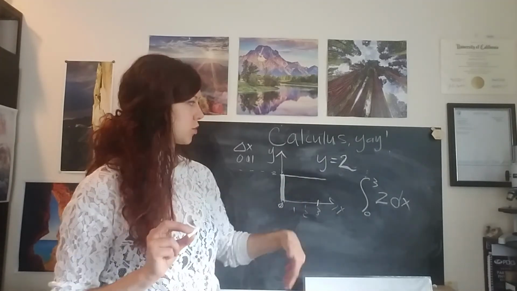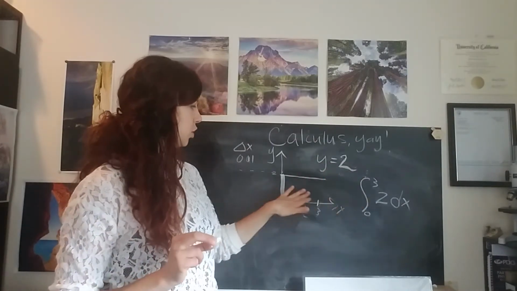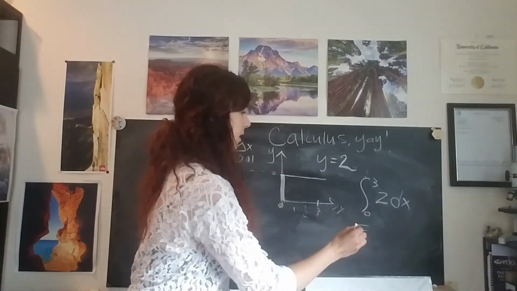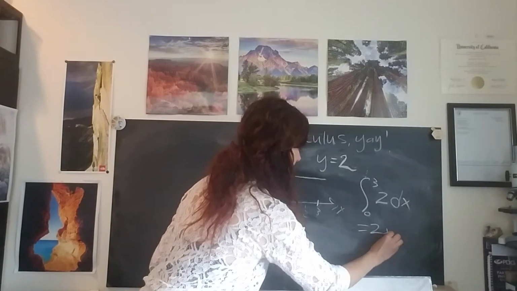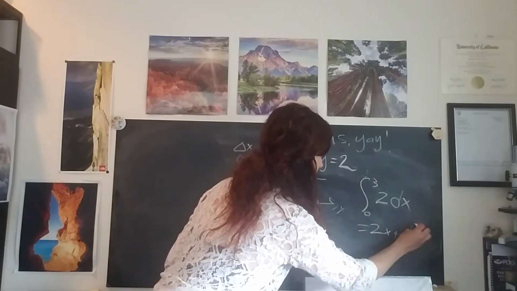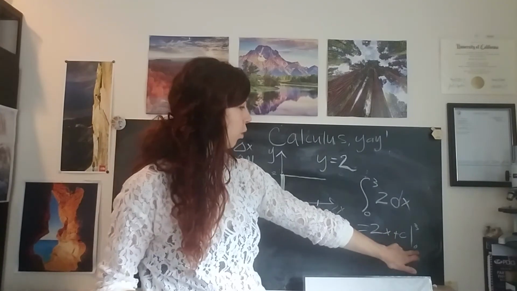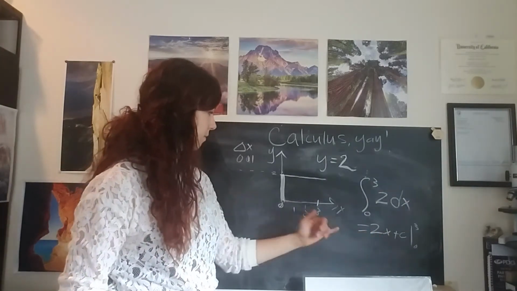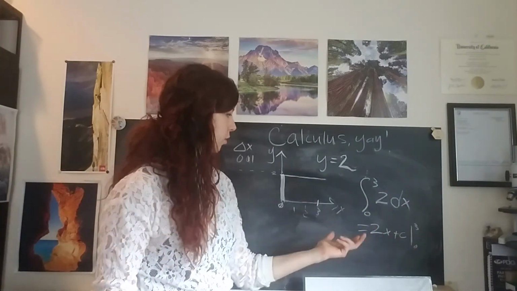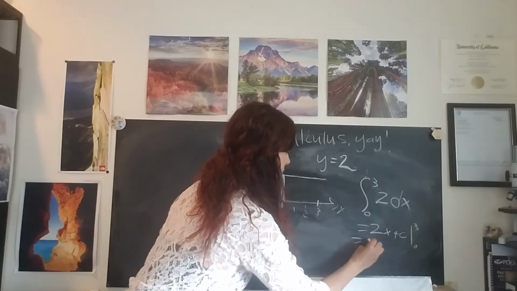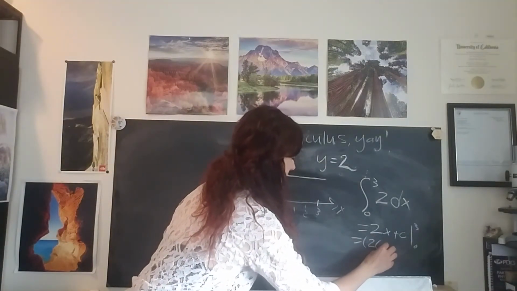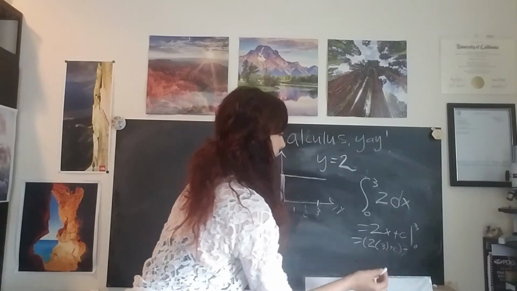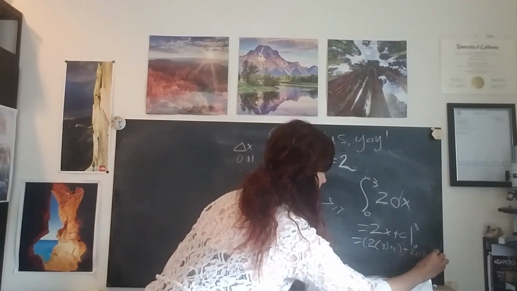And what's cool is that there are certain rules that you can follow to do this without ever having to figure out how small to make dx. So if you integrate this, you're going to get 2x plus c from 0 to 3. And that basically means we're going to plug in, so c is a constant and x is a variable. So we have to plug in 0 and 3 for x. So that means we get 2 times 3 plus c, and then minus 2 times 0 plus c.